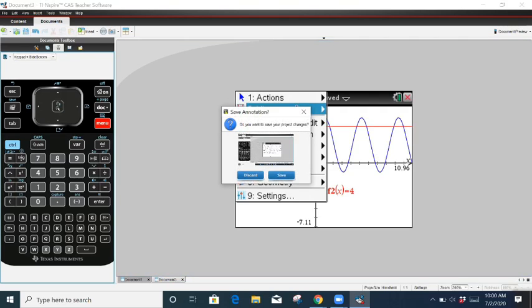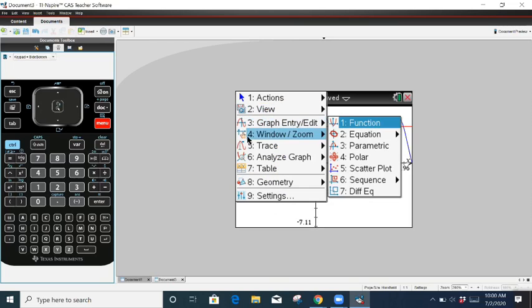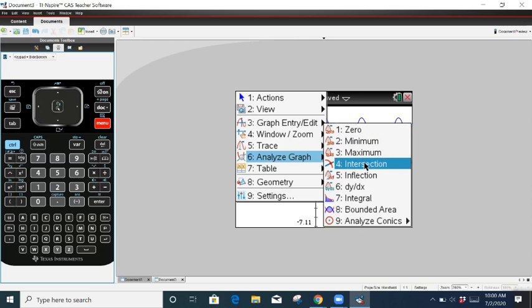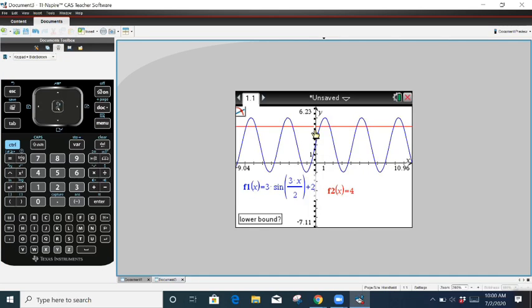So I'm going to go menu, actually not trace, analyze graph, intersection. And I can go lower bound, upper bound, and it'll tell me that point there. Now, the reason why I did upper bound, lower bound is that the lower bound's to the left, the upper bound's to the right of the point we want to find. Okay, so that point is going to repeat every period, every full period.